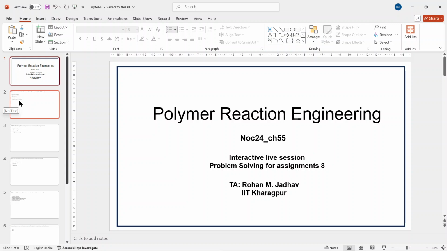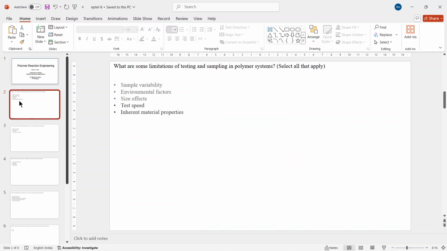So, good evening, everyone. Today is the eighth live session for the Polymer Reaction Engineering course. We'll be going through a few of the problems which will be helpful for you to solve your assignment number 8. So first we have here is what are some limitations of testing and sampling in polymer systems?